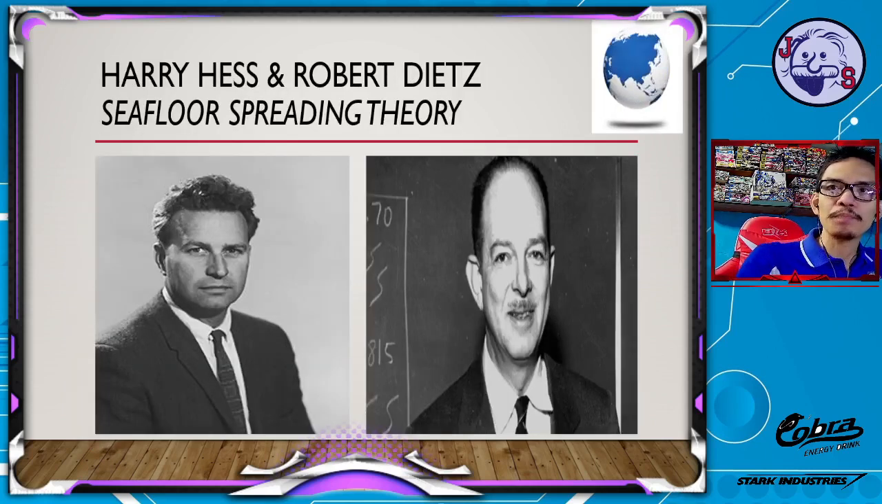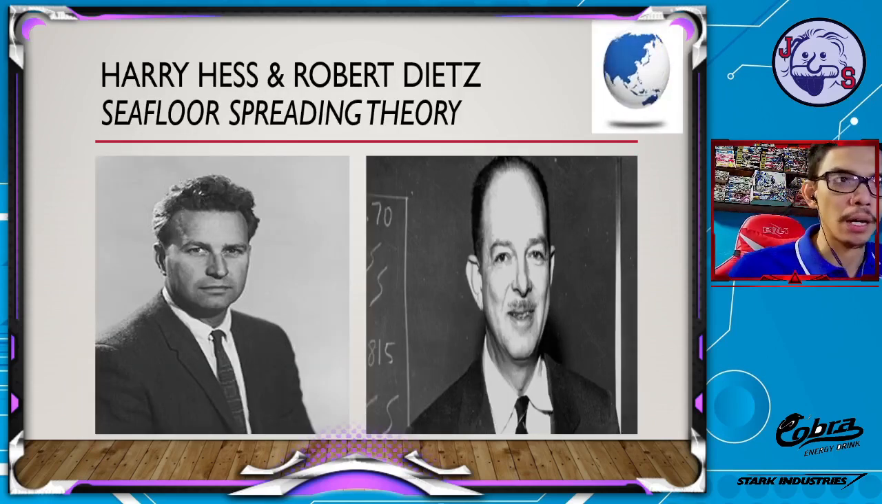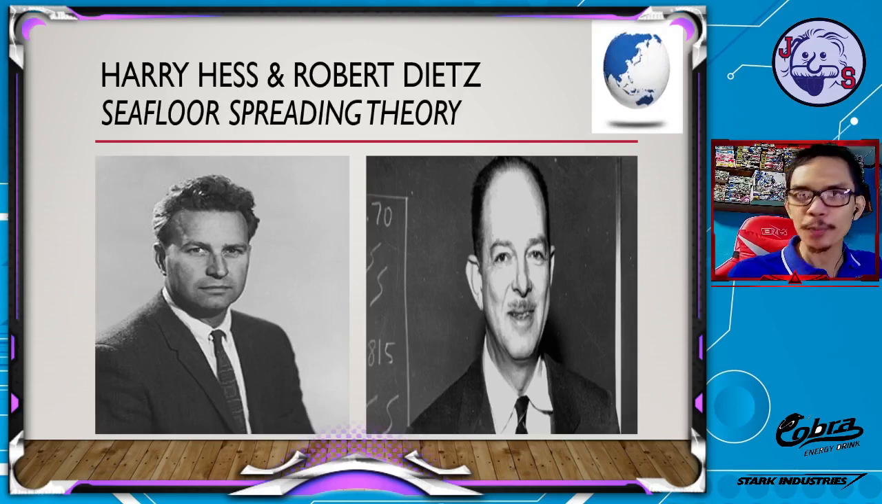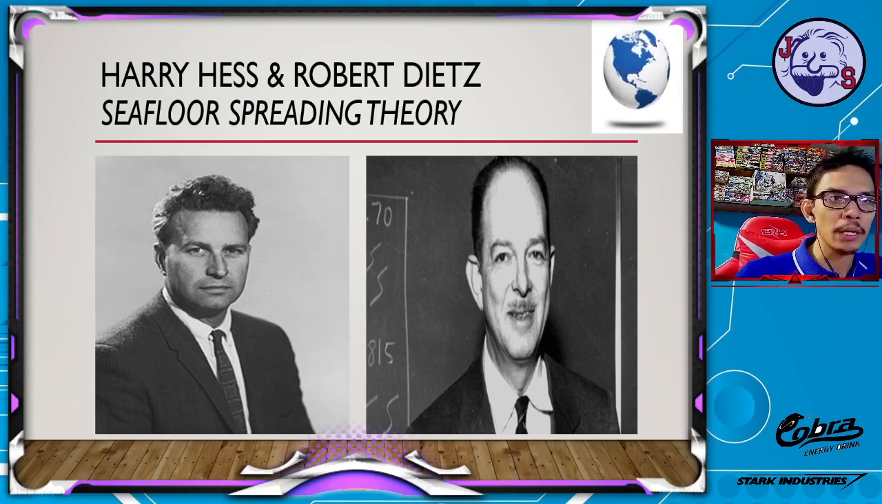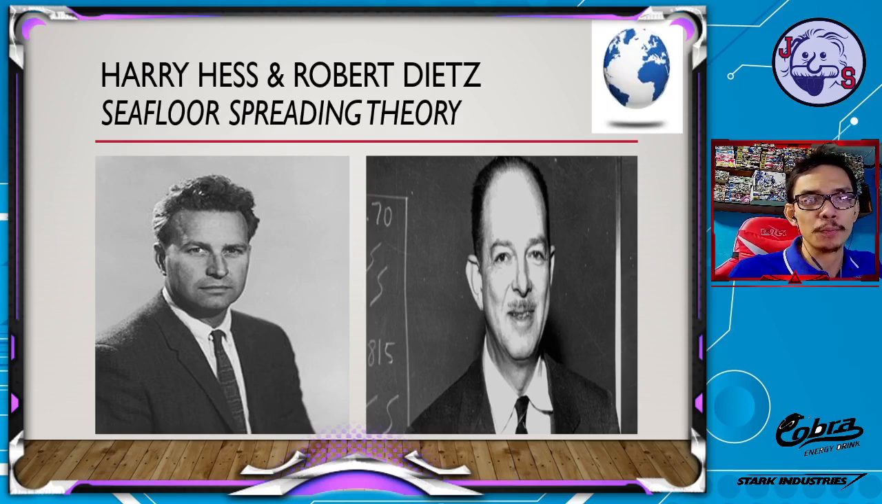So let's start with the first support, coming from the seafloor spreading theory from its proponents, Harry Hess and Robert Dietz. These two people worked hand in hand to support the plate tectonics theory with their own theory, which is called seafloor spreading. So what do they mean by seafloor spreading?